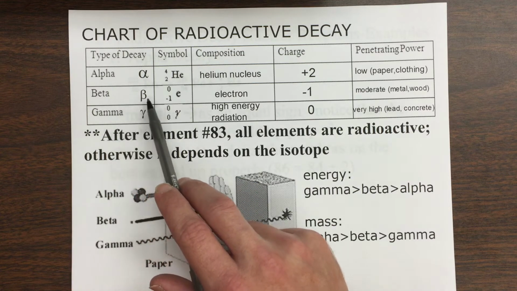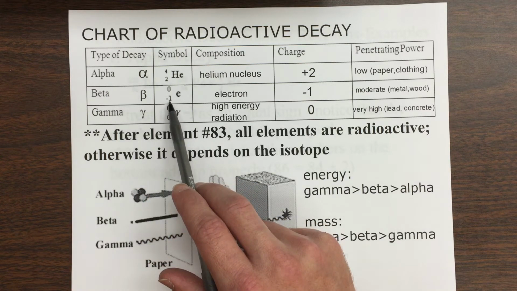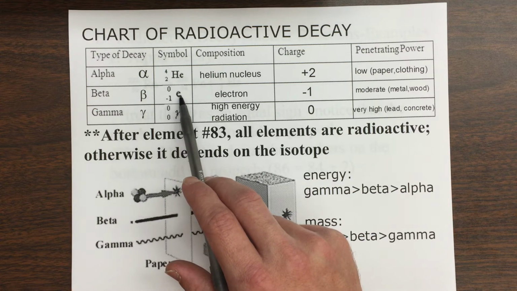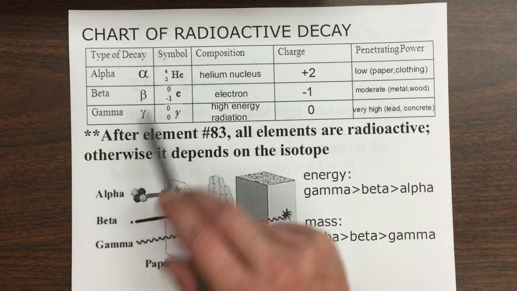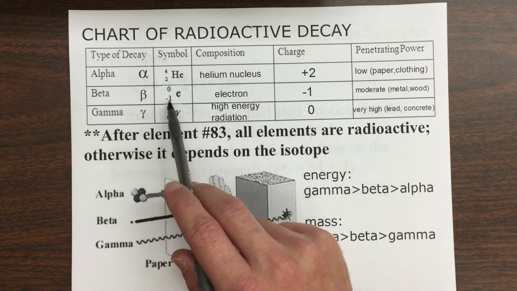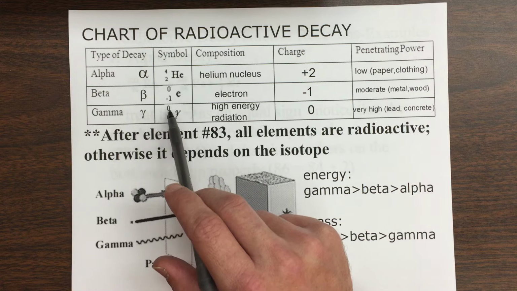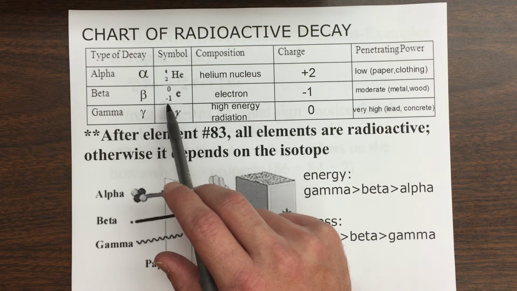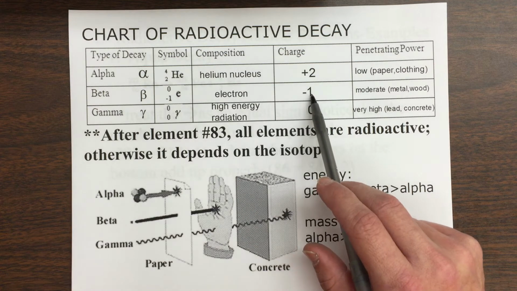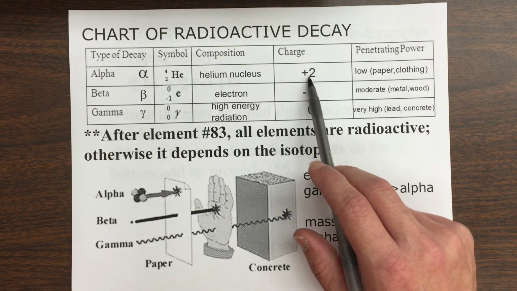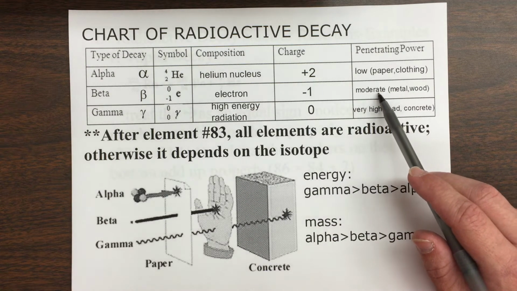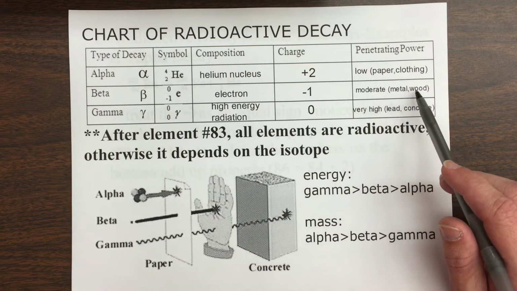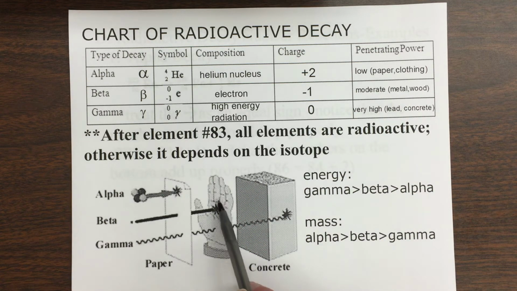Our next type of decay is called beta. It has 0 mass and a -1 atomic number, and a symbol E, because this is just an electron. It has no mass compared to the helium atom, so no neutrons or protons. It has a -1 charge. The reason we put the -1 down here is so that it balances out in the equations, as you'll see later. Since it's an electron, it has a -1 charge compared to the +2 of the alpha. And being much smaller than the alpha particle, it has moderate penetrating power. It can be stopped by metal or wood, or it will be stopped by your hand.